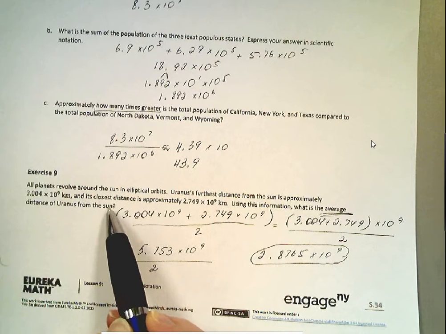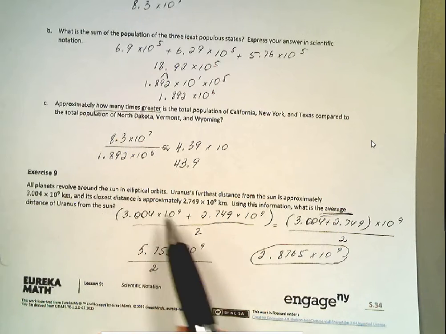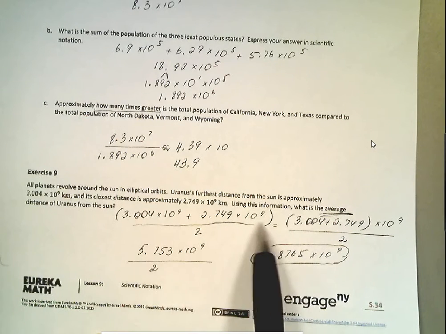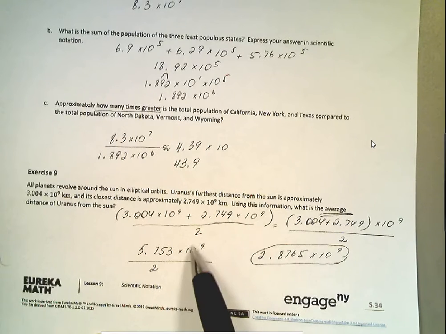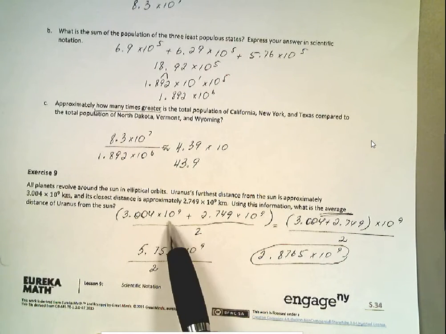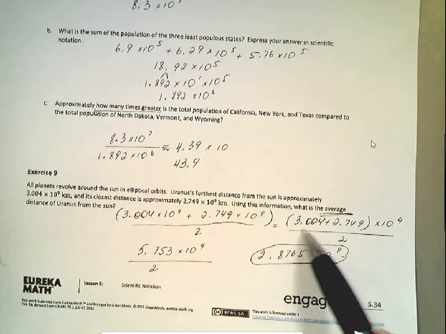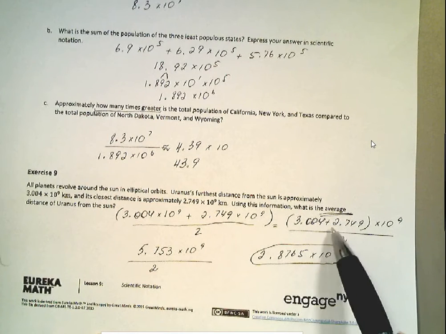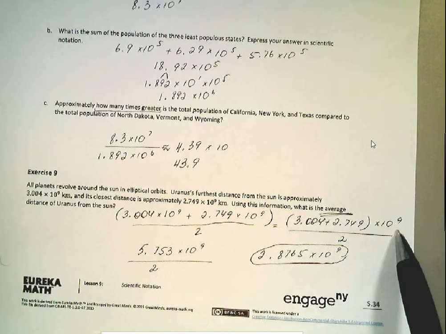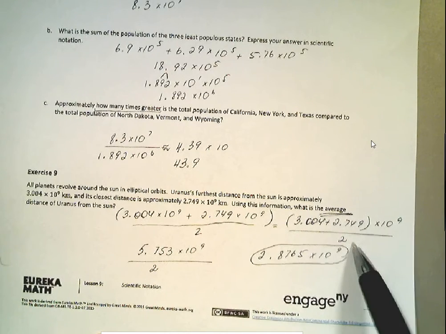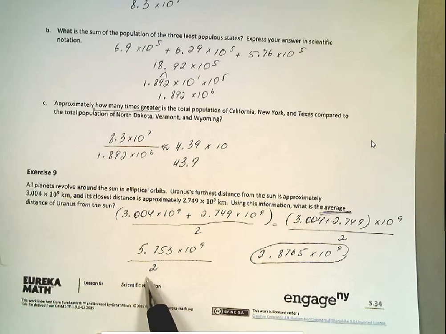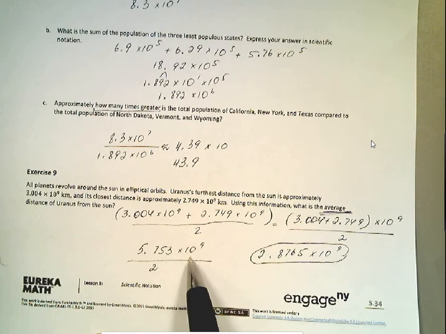So to find the average, we need to combine the distances and divide by the number of numbers that we have. And that's what I did here. I wrote these two numbers as a sum and divided by 2. The magnitude of these numbers is the same, so I'm going to take 10 to the 9th outside the parentheses and combine within the parentheses. So I will get 3.004 plus 2.749 times 10 to the 9th divided by 2. My next answer is right here. It is 5.753 times 10 to the 9th, and that is divided by 2.